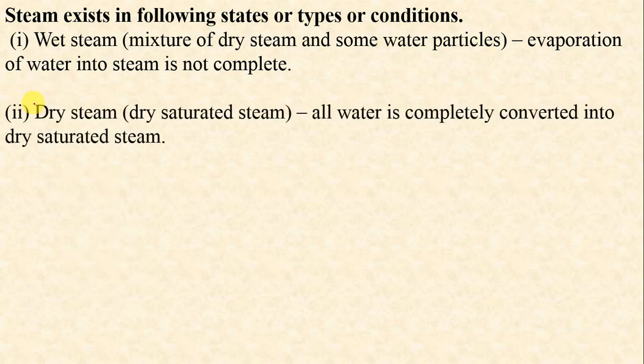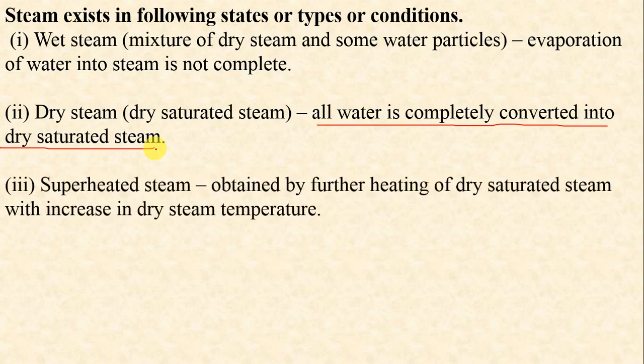Second, dry steam. All the water is completely converted into dry saturated steam. That means the total water is converted into steam. We call it dry steam, and it is denoted as Hg.